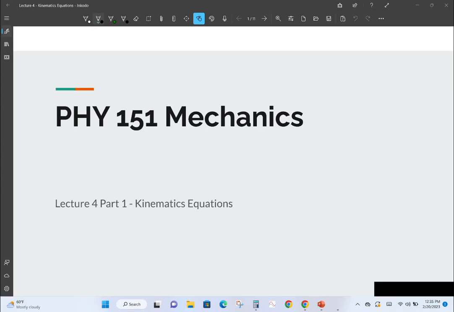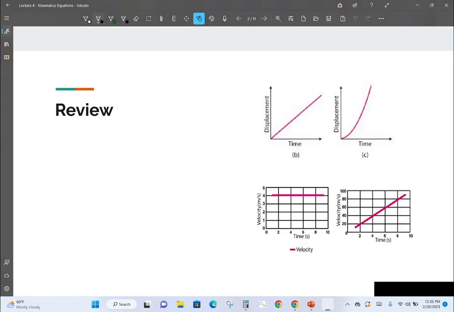All right. So now that we've learned about graphs and graphing motion and how we visually represent motion, we also can utilize those graphs to come up with 4 or 5 equations that we can use to solve basically word problems related to kinematics. So these are called the kinematics equations. We're going to go over those today.